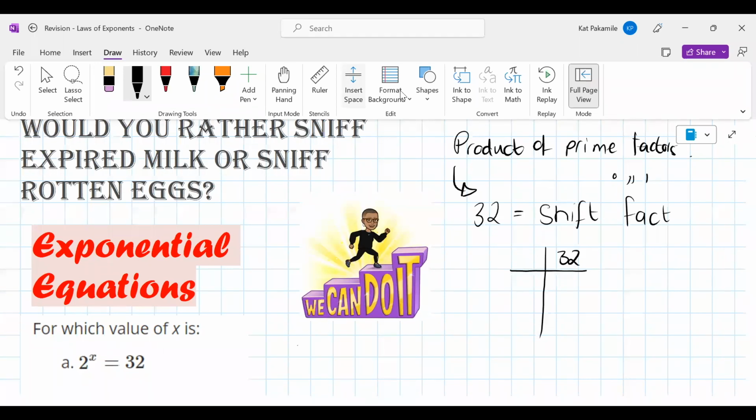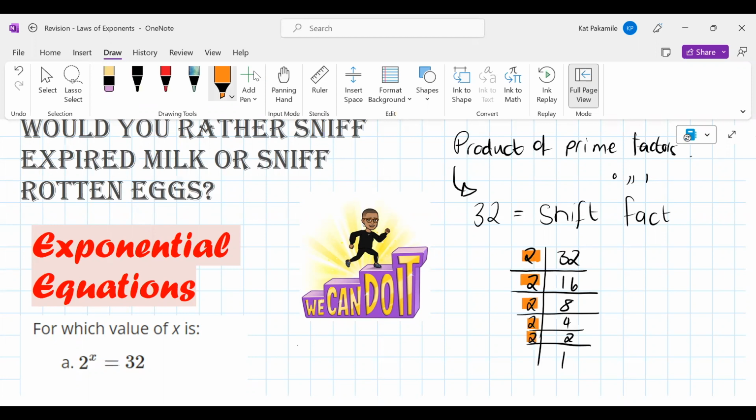Remember, you only use prime numbers in this ladder. You start with the first one, which is 2. What's 32 divided by 2? 16. Can you still use the number 2? Yes, and then it'll give you 8. Can you still use 2? Then it'll give you 4. Can you still use 2? It'll give you 2. And then the last 2 gives you 1. So from this ladder, we know that 32 is the same as 2 times 2 times 2 times 2 times 2.